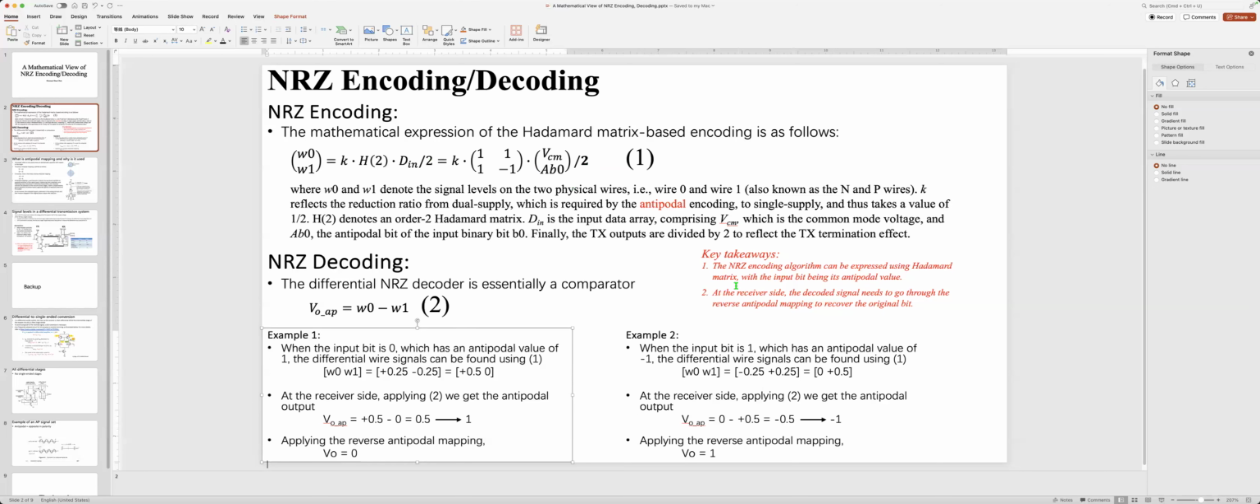So the main takeaway of today's sharing is that the NRZ encoding algorithm can be expressed using the Hadamard matrix, with the input bit being its antipodal value instead of the binary value. And at the receiver side, the decoded signal needs to go through the reverse antipodal mapping to recover the original bit values.